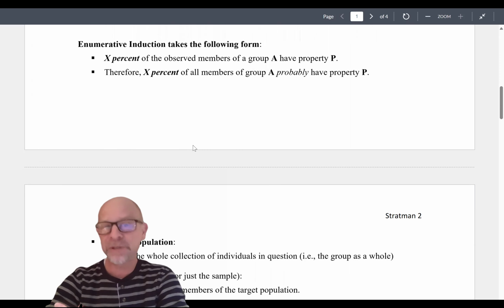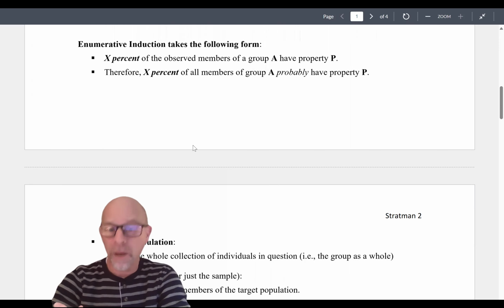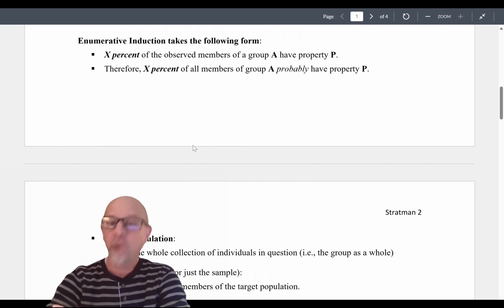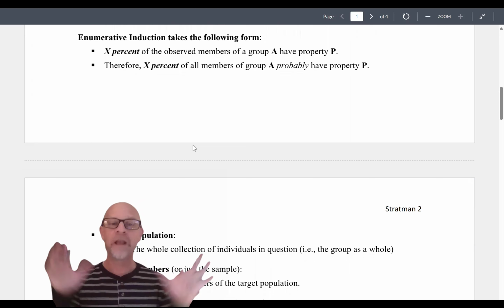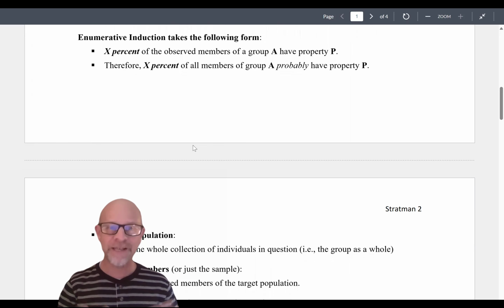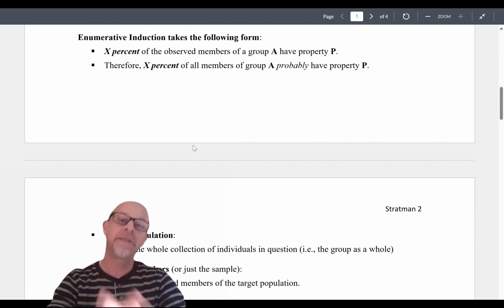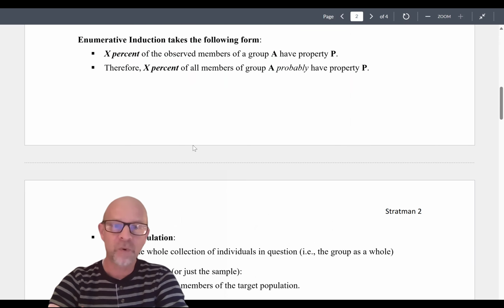All right, so now enumerative induction takes the following basic form. It says X% of the observed members of some group A have a property P. Therefore, X% of all members of group A probably have property P. Right, so we're being very open in general here. I'm not stating specifically what percent or what the group is or what the property is, right? So we can plug in for these variables pretty much anything we want. So we'll go through some examples in order to illustrate that point.